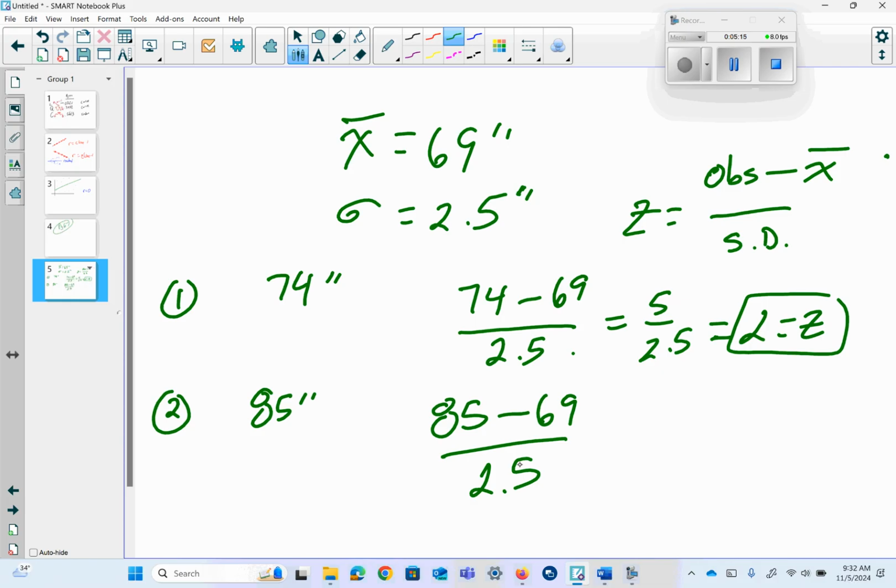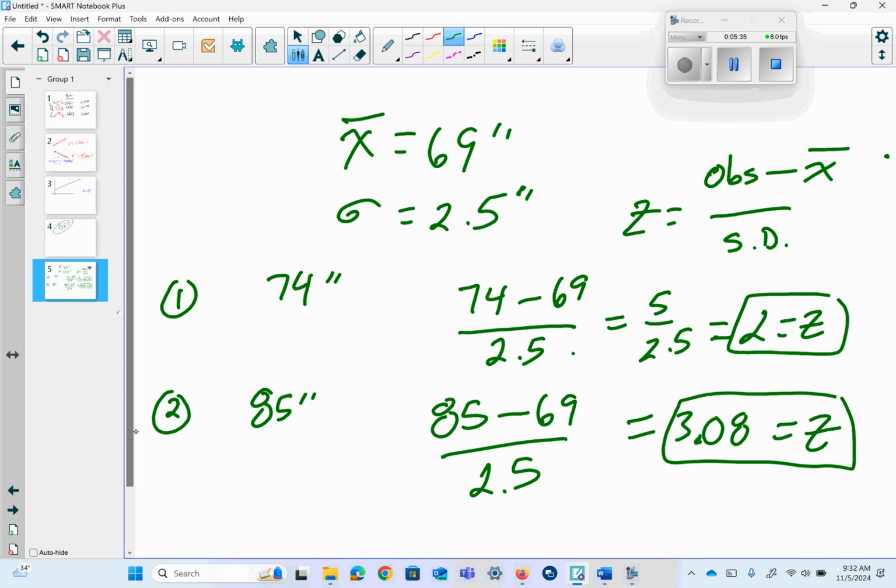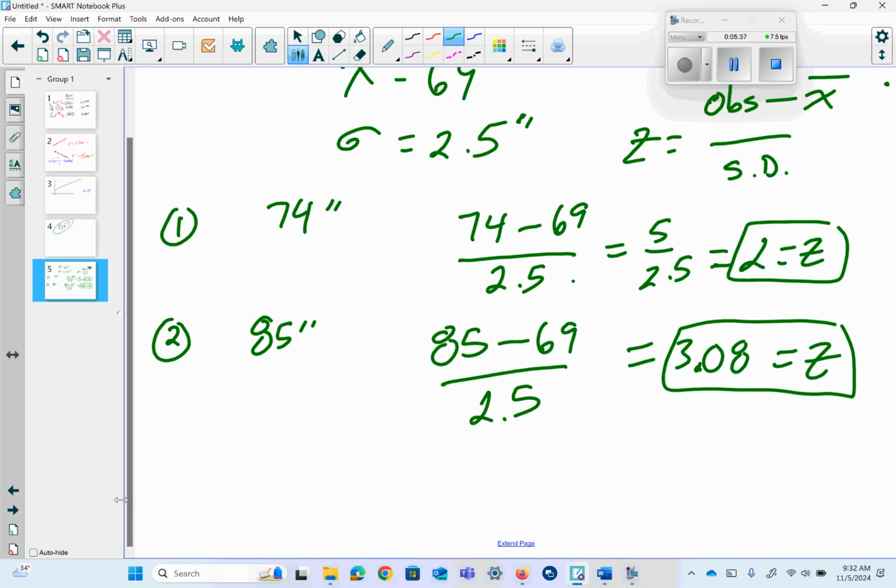All right, so Shaquille, we're going to take his 85 minus the 69 divided by 2.5. So 85 minus 69 divided by 2.5. So he has a z-score of 3.08, which basically means he's over 3 standard deviations taller than the average person. That's crazy. But I'd say yes. I mean, he was a big man, or still is.